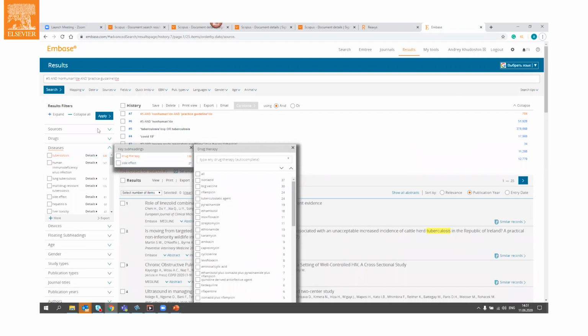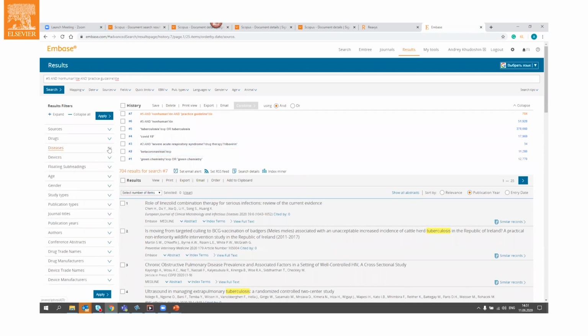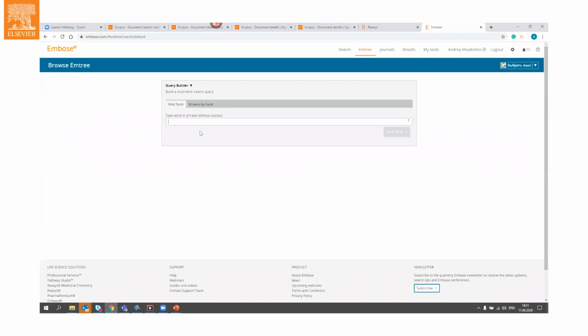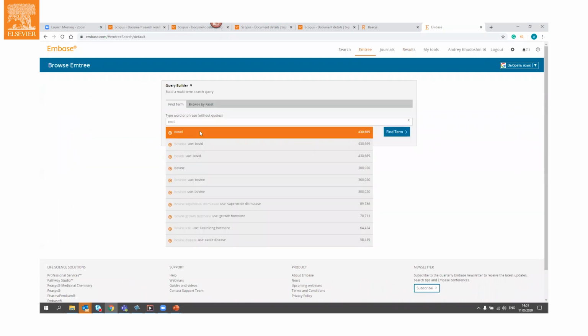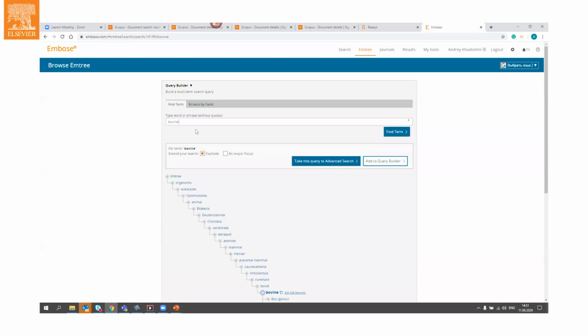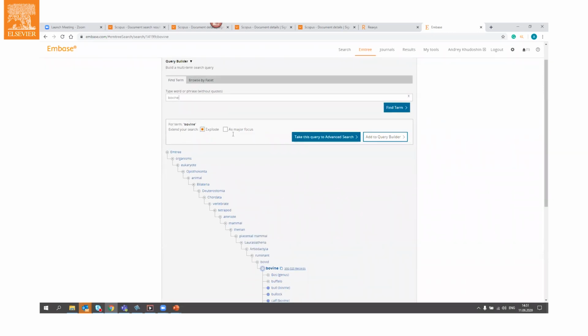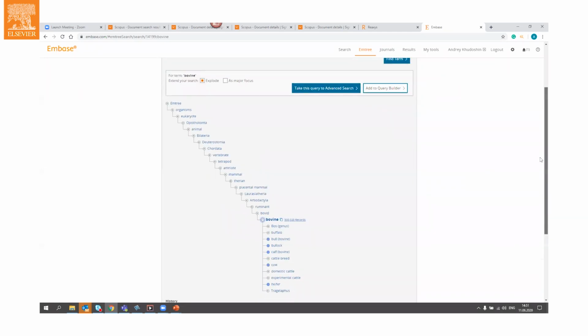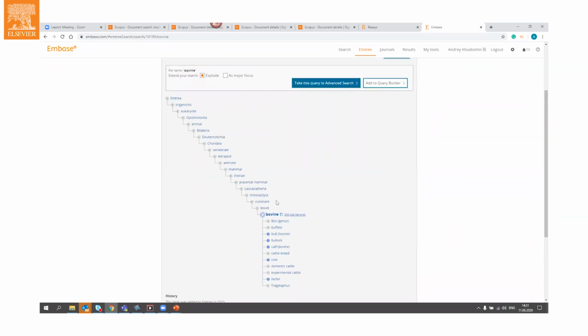So now you know how to make the search in Embase, how to make the search in the taxonomy tree, how to use filters, and how to make general application in Embase. Just want to show you something in Embase. So now we go to bovine and you see the depth of the taxonomy tree. You see that even just bovine has a lot of different subtypes and all of them are indexed separately.